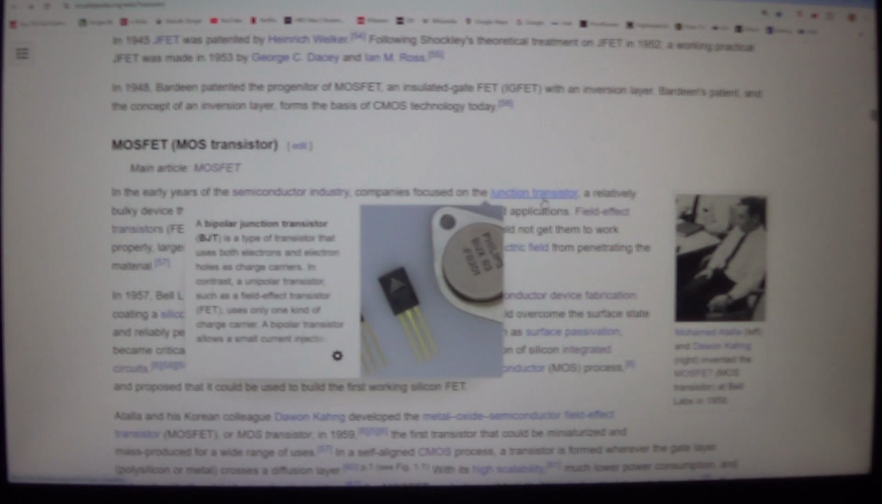MOSFET, MOS transistor. Main article: MOSFET. In the early years of the semiconductor industry, companies focused on the junction transistor, a relatively bulky device that was difficult to mass produce, limiting it to several specialized applications.